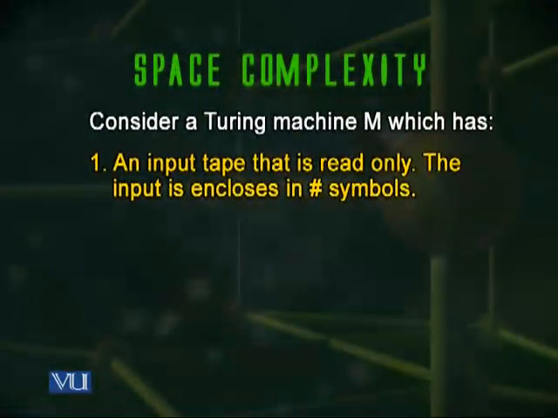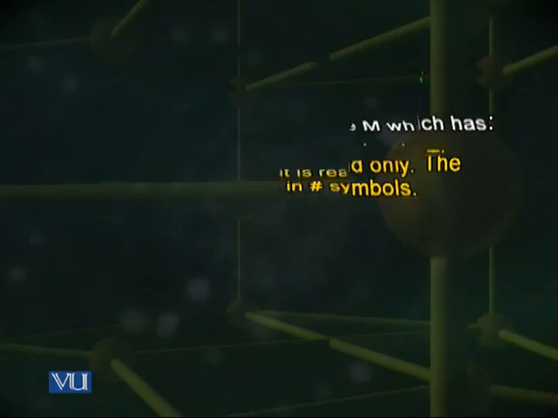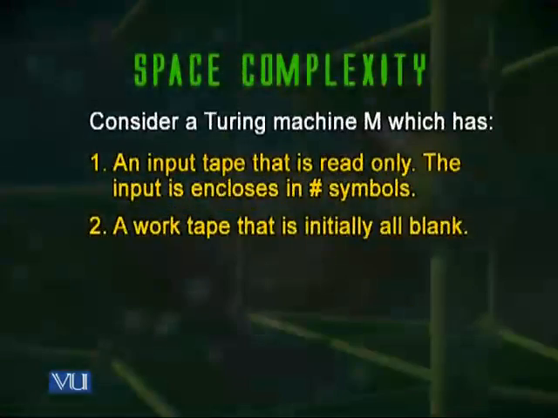This machine will have an input tape that is read-only, and the input is going to be enclosed in hash symbols. So in order to give input to this Turing machine, you put it on the input tape, the first symbol is a hash sign, then you write down the input, and then you end it with another hash sign. This tape is a read-only tape for the Turing machine. The second component in this Turing machine is a work tape that is initially all blank.